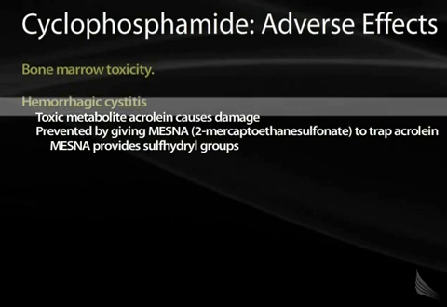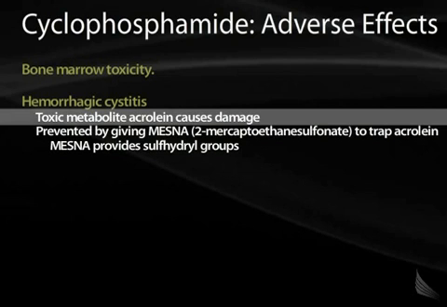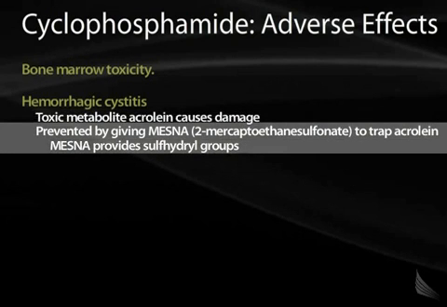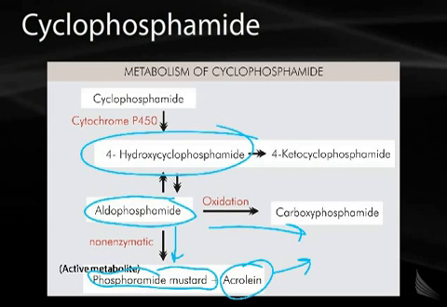Cyclophosphamide is converted to a toxic metabolite called acrolein, which can damage the bladder. Giving a patient a drug called Mesna, or 2-mercaptoethane sulfonate, to trap the acrolein can actually protect the bladder from this damaging molecule. This diagram shows the metabolism of cyclophosphamide after it's digested by the body.